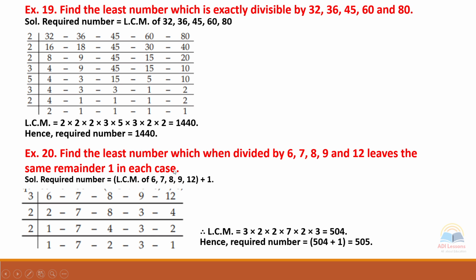Find the least number which when divided by 6, 7, 8, 9 and 12 leaves the same remainder 1 in each case. So required number equal to LCM of 6, 7, 8, 9, 12 plus 1. ఇచ్చిన నెంబర్స్కి ఎల్సిఎం తీసుకొని వచ్చినటువంటి ఆన్సర్కి 1 యాడ్ చేస్తే అదే రిక్వైర్డ్ నెంబర్ అవుతుంది. సో ఎల్సిఎం ఆఫ్ 6, 7, 8, 9, 12 ఈజ్ 504. So required number equal to 504 plus 1 equal to 505.